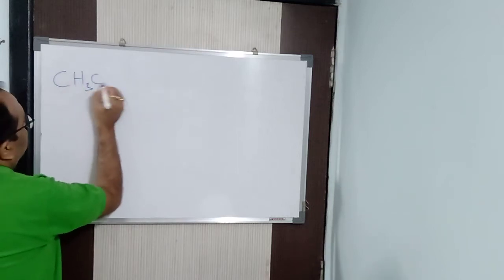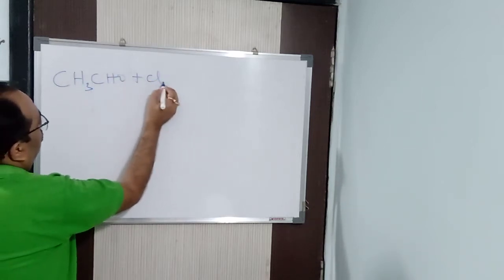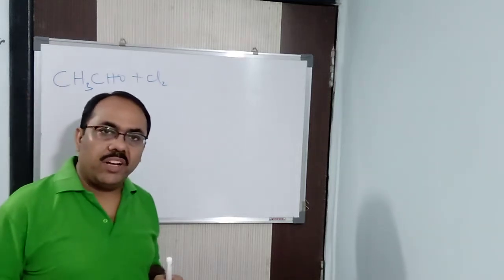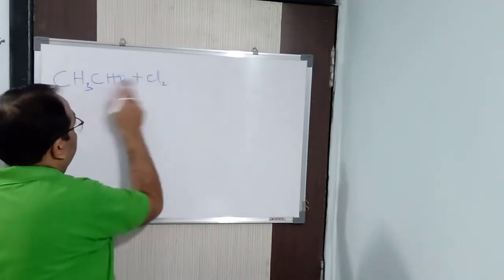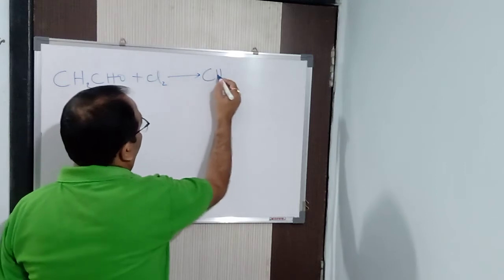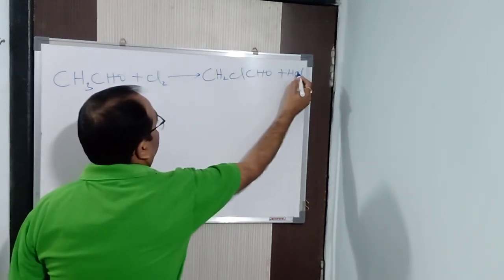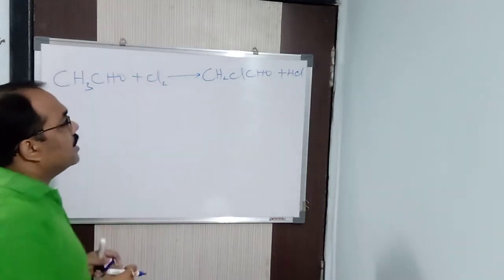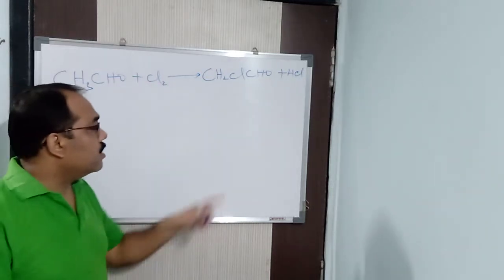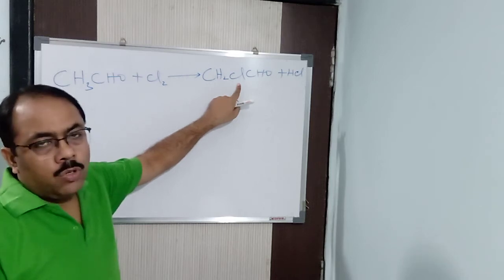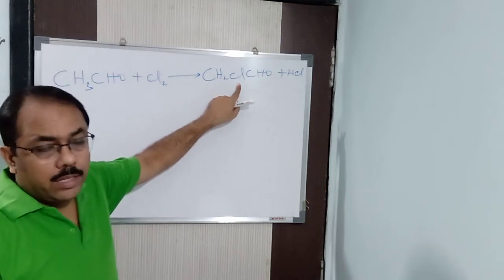Let us say CH3CHO and we will take chlorine. You know chlorine is highly reactive in nature. For that purpose we are taking here chlorine because it can replace a hydrogen atom. And what is going to form? CH2ClCHO. And that chlorine reacts with hydrogen to form HCl. So the name of the compound is monochloroacetaldehyde. Monochloroacetaldehyde it is known as.